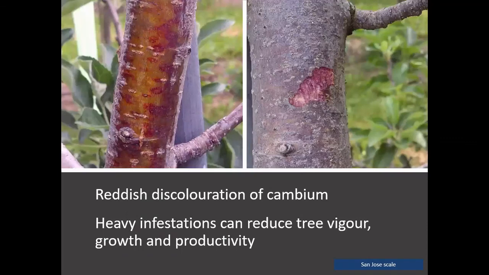And in high pressure situations, you can start to see a red discoloration of the cambium. And because the toxin is flowing through the tree, it can actually reduce the vigor and lead to tree death under high pressure situations.